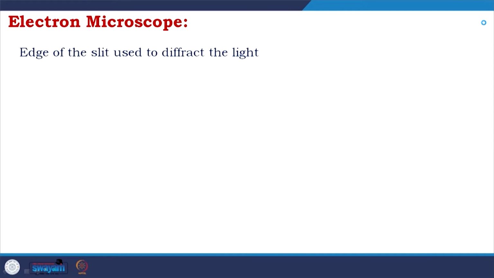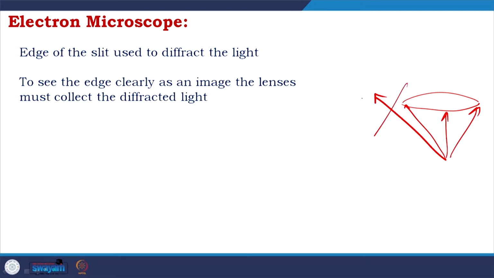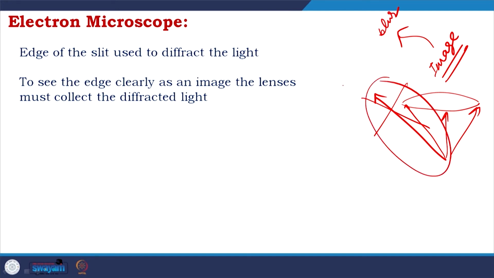The edge of the slit diffracts the light. To see the edge clearly as an image, the lens must collect the diffracted light. So, you have the lens, and the lens has to collect all the diffracted light, right? If the light passes through here, it is not collected. So, when it creates the image, it will be blurred because it is losing information here.